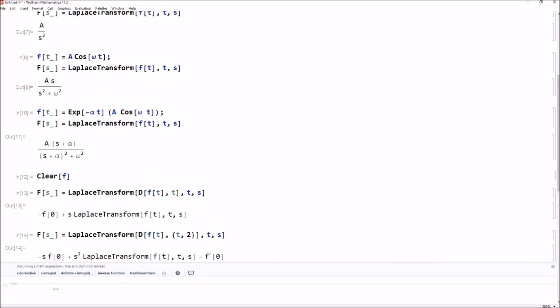So again, this is hilarious, right? Well, I mean, not hilarious. It's kind of awesome, right? It's kind of shocking that you can get all of this power out of Mathematica, and you can check all of these Laplace transforms and a lot more.